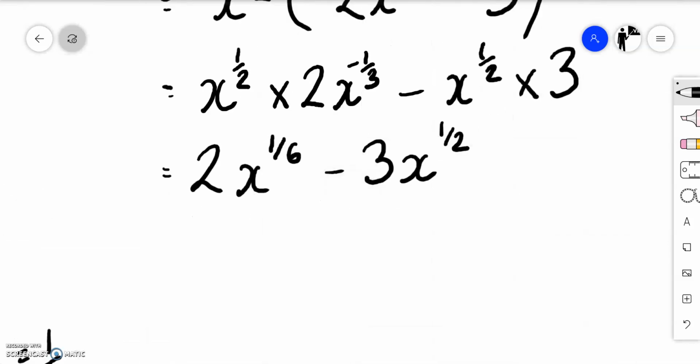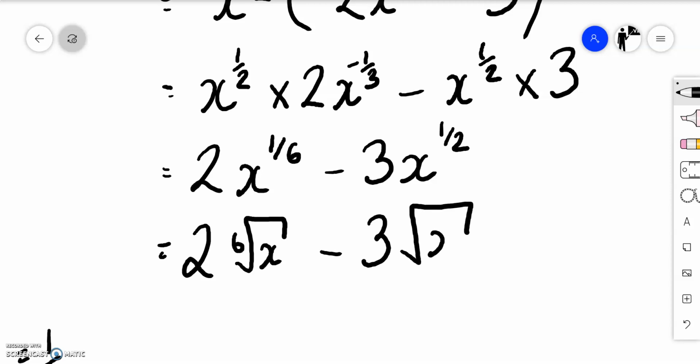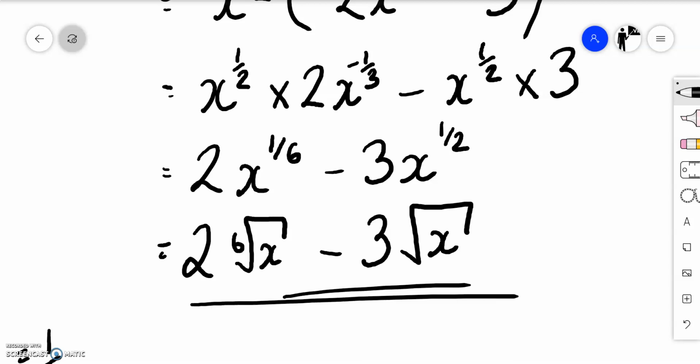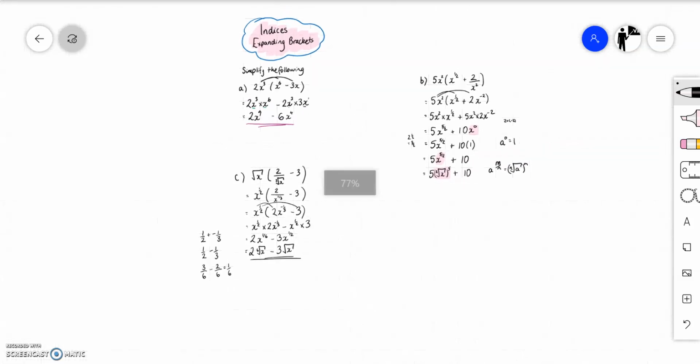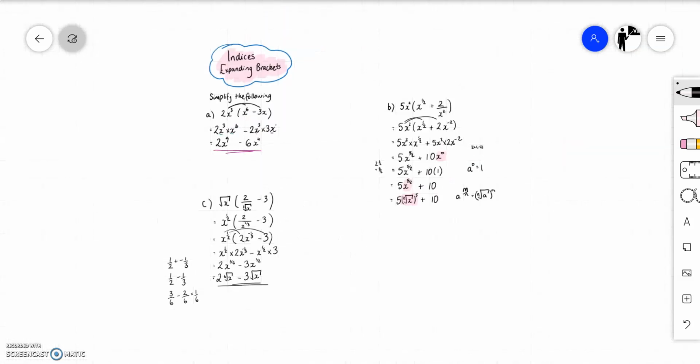And if we want to, we can put our roots back in. That's going to be 2 times the 6th root of x subtract 3 times the square root of x. When it's a square root, we don't usually write that 2. Okay, so certainly these questions are now at Higher level for National 5. Hopefully that was helpful. Thank you very much.